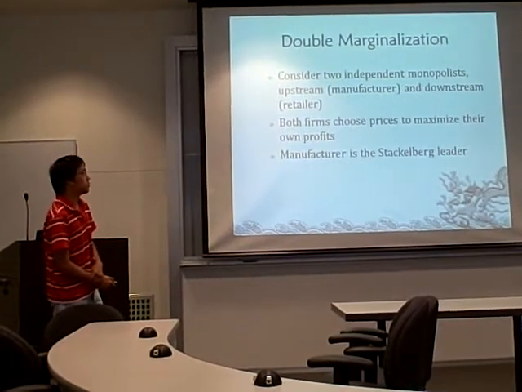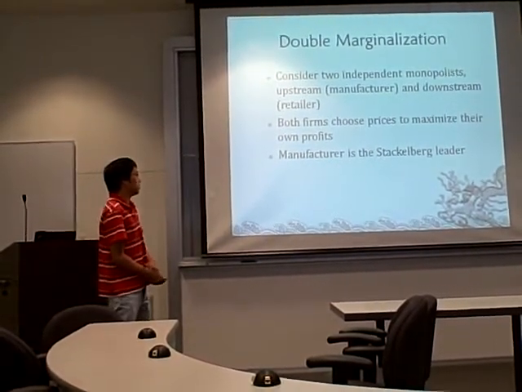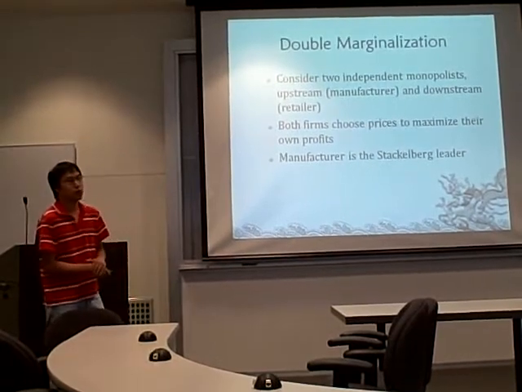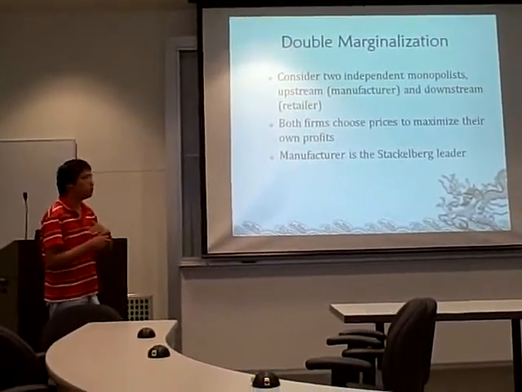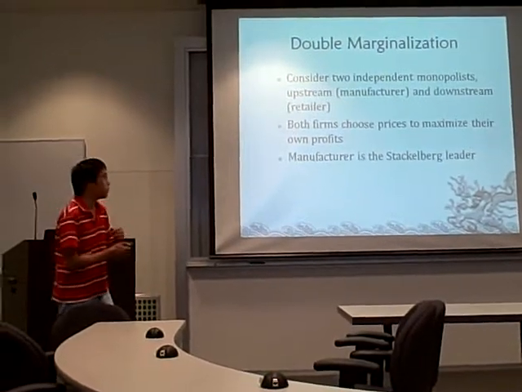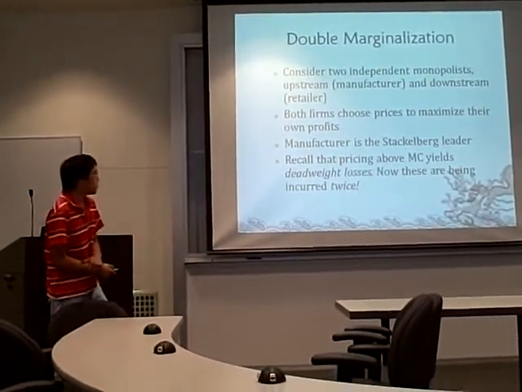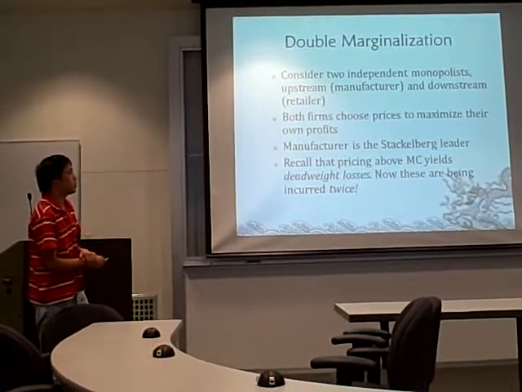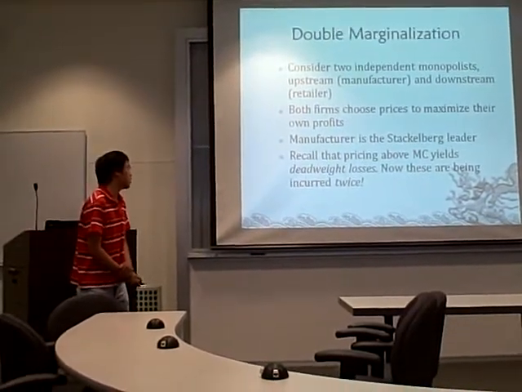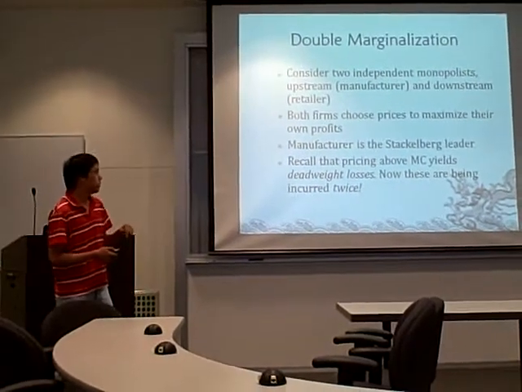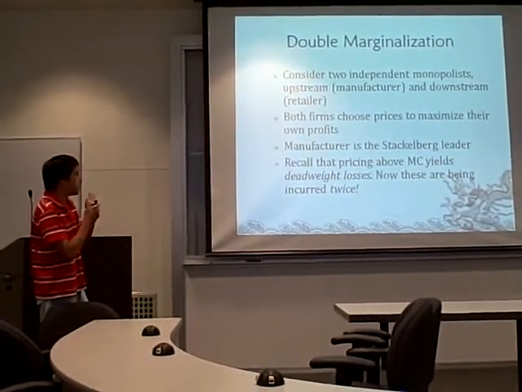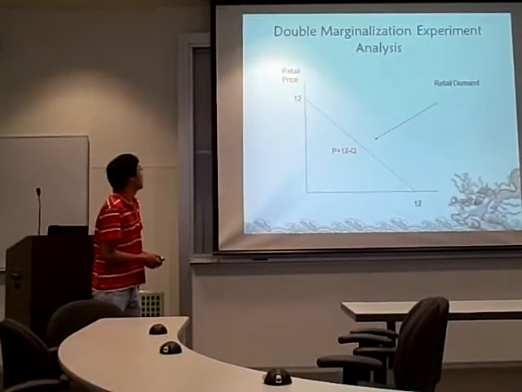And the manufacturer is a Stackelberg leader. It's also standard because usually the manufacturer will set the price first, and then the retailer will set the price. The last one is to recall pricing above marginal cost causing deadweight loss. So this is a very standard problem, but right now the distortion is actually being incurred twice.